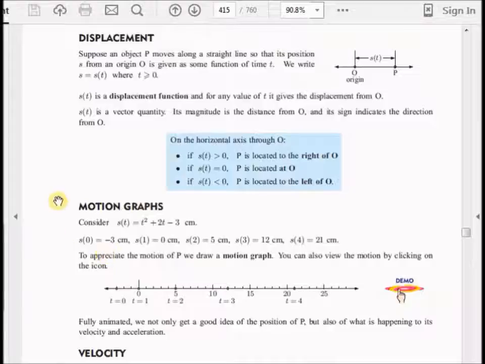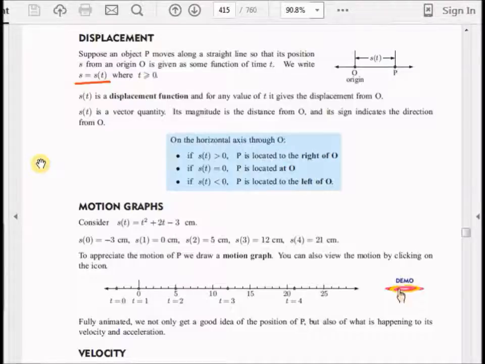Okay, so just starting with displacement, suppose we have an object P that moves along a straight line so that its position, we'll call that position S from an origin O, is given as some function of time. We write S equals S of t, where t is greater than or equal to 0. S of t is a displacement function, and for any value of t, it gives the displacement from O.